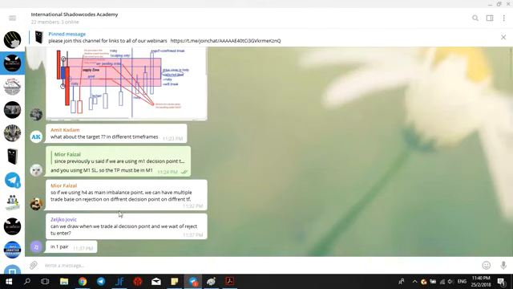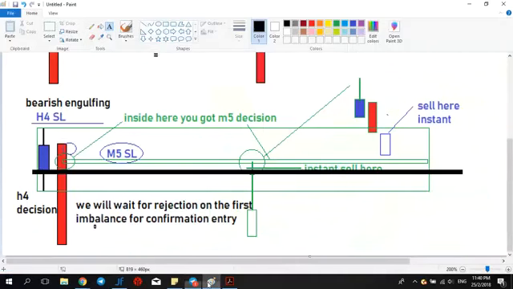So, can you use multiple rejections? I already answered this. If we're using H4 as the main imbalance point, we can have multiple trades based on rejection at different decision points on different time frames. Yes, correct. You can wait for a decision on different types of levels. For example, you can wait on an M5 decision point, but you must also wait for the rejection at this same level. Even though you're using H4, you can still wait for rejection over here.